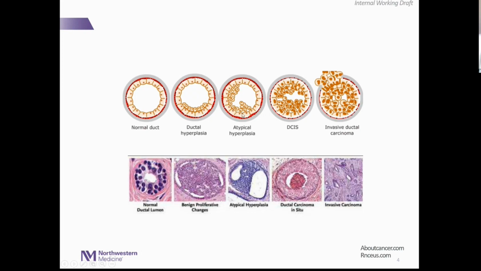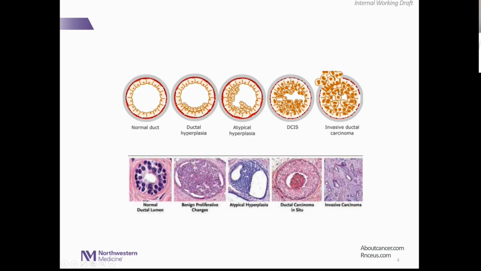Once those cells start to look abnormal, we call that atypical hyperplasia. And under the microscope, we'll see that the center of those cells, the nuclei, might start looking a little bit different. The shape might look a little different. And if those cells actually look cancerous, but they are staying within the basement membrane here, within that duct, we call that ductal carcinoma in situ, or DCIS.